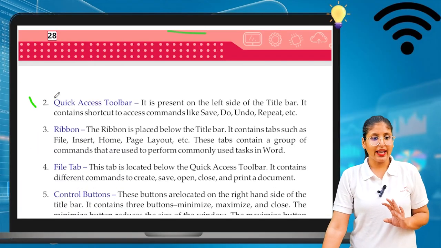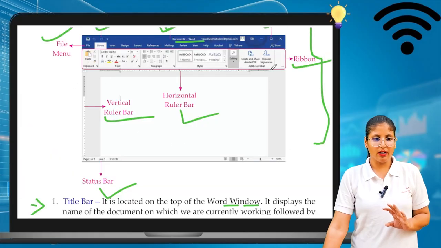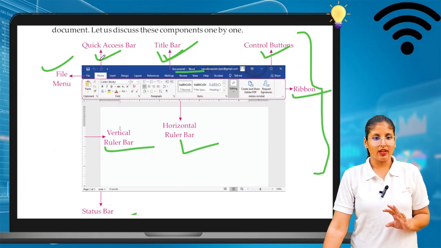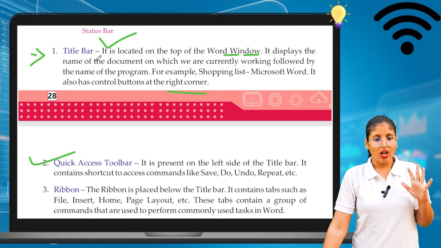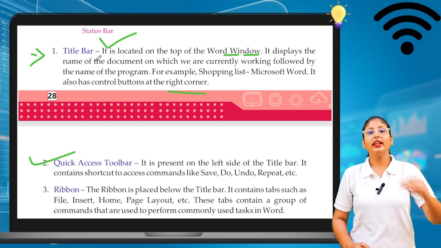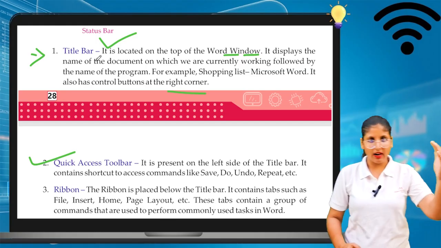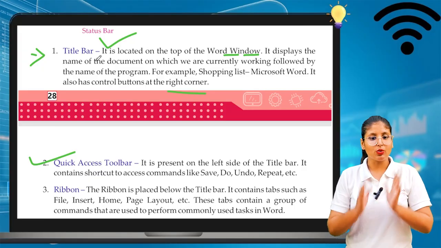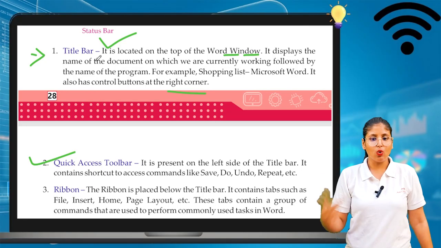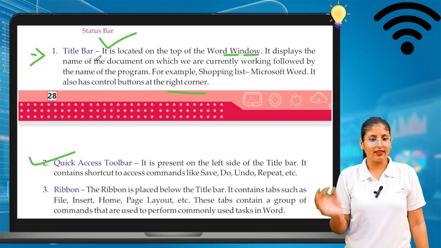Next is the quick access toolbar. Where is it? Here we can see the quick access toolbar. These are some of the tools at the top side of your screen. It is present on the left side of the title bar. It contains shortcuts to commands like save, redo, undo, repeat. All these things are there.